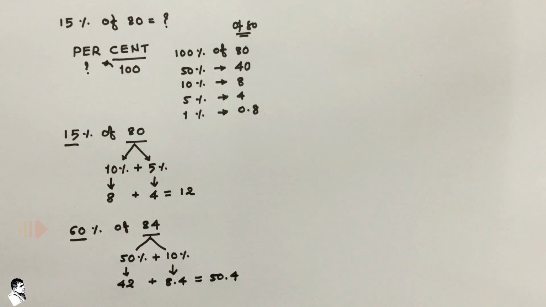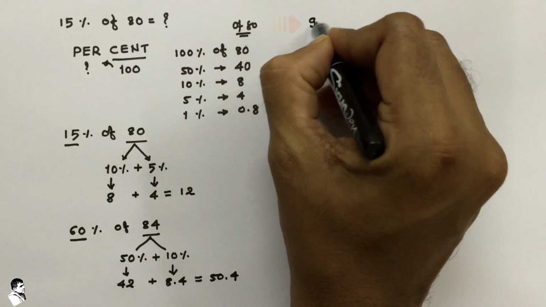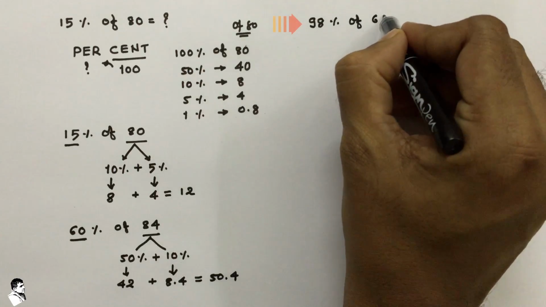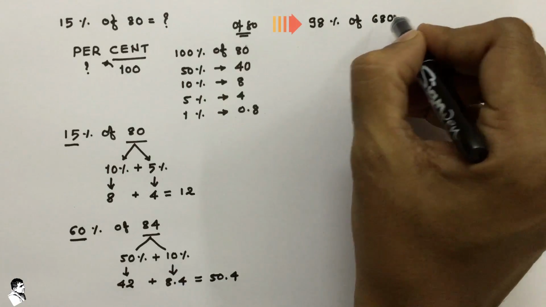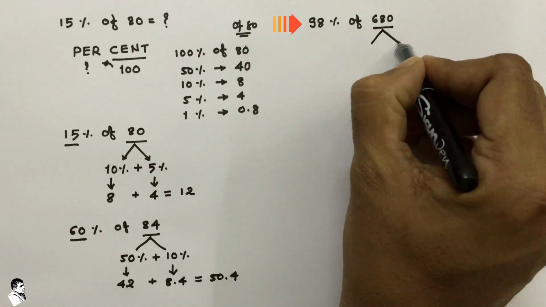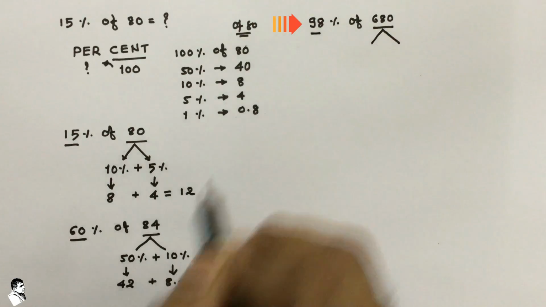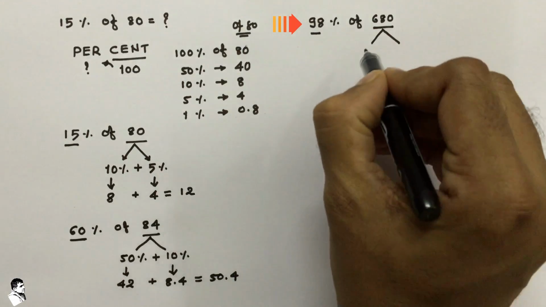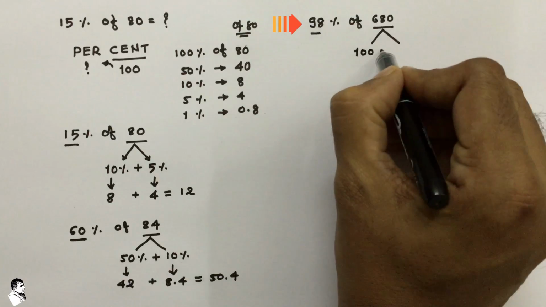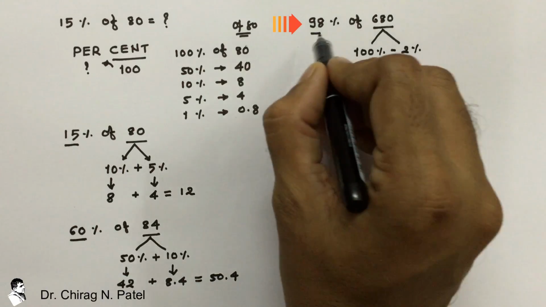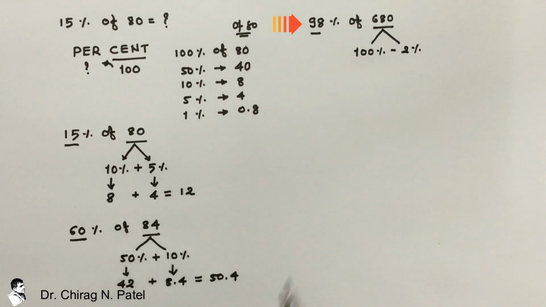Let us take another value. 98% of 68, how much? That we need to find out. Now here you have to divide that percentage 98 this way, so you can make it very easily. So here we can write 100% minus 2%. So 100 minus 2, that is 98. So it will be very easy to find out.